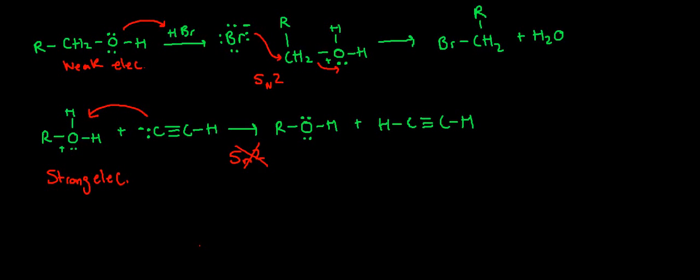Alcohols are weak electrophiles. They can, however, become strong electrophiles when they are in the presence of an acid. In this example, an alcohol, in adding hydrobromic acid, protonates the alcohol, and then the bromide ion undergoes an SN2 reaction, replacing the water leaving group.